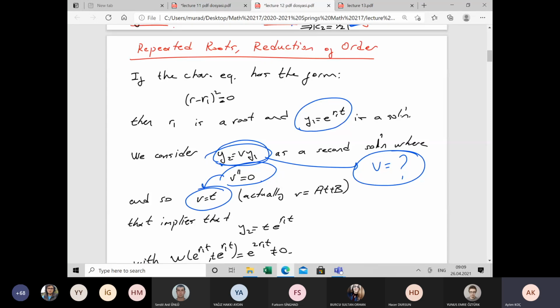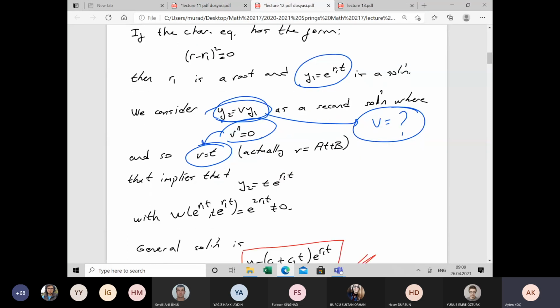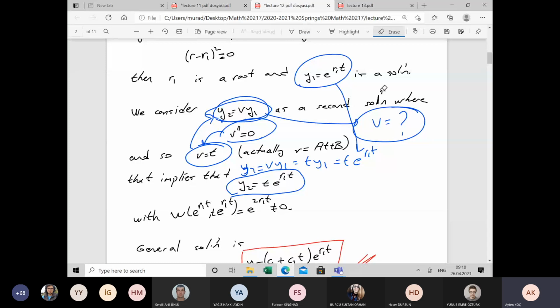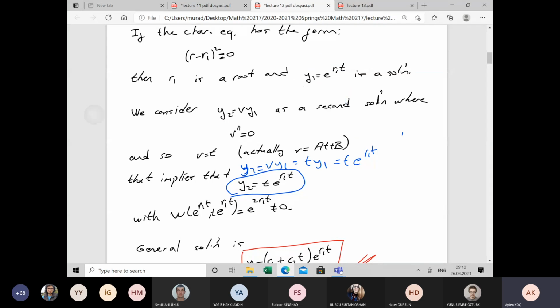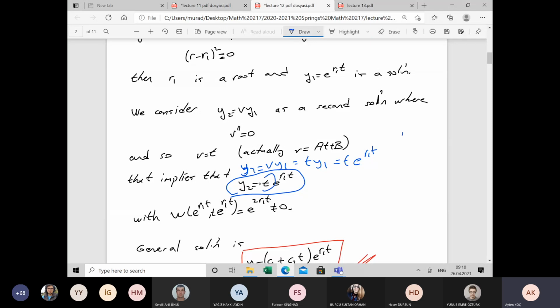So what is y sub 2? Substitute here. Y sub 2 is equal to v times y sub 1, v is t, t times y sub 1, y sub 1 is e to the r1t. So we claim that the second solution is this one. We claim that y sub 1 is e to the r1t, and then y sub 2 should be, for the repeated root, multiplied by only t, and that gives the second solution.